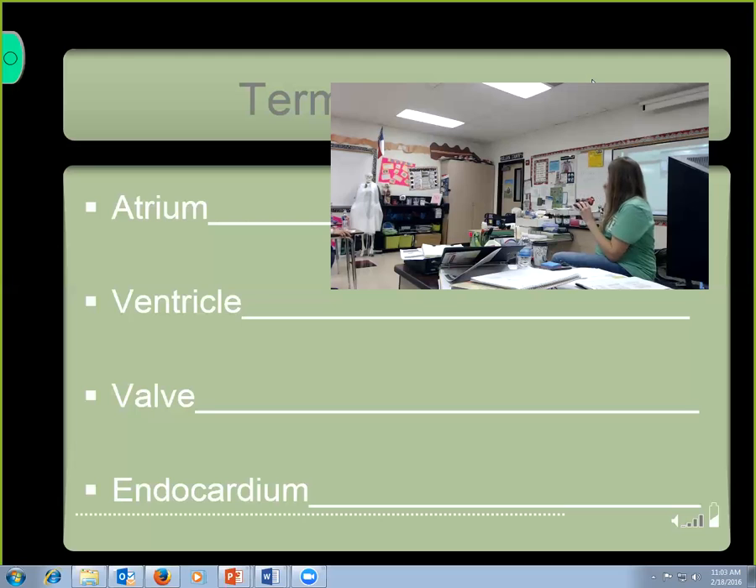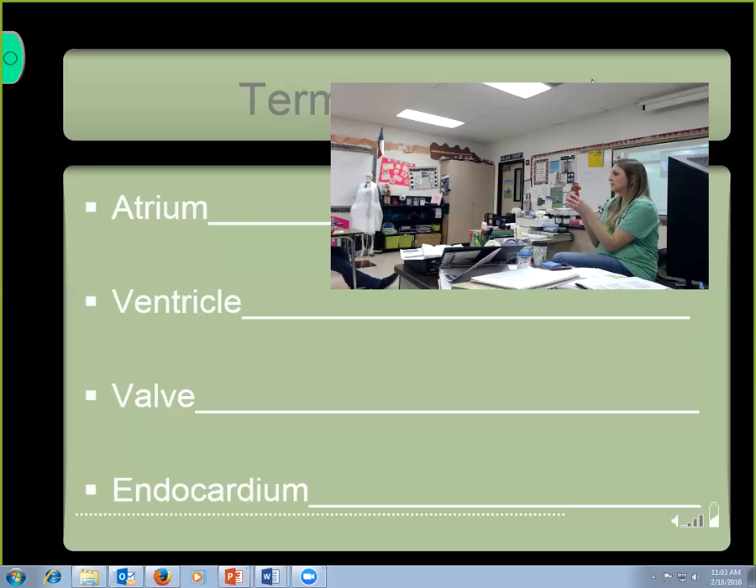Anyway, so endocardium is the really smooth, inner layer of the heart. Another reason it's really smooth is that it's made out of epithelial tissue, so it doesn't allow for a whole lot of movement of oxygen. If you think about it, your heart has to have oxygen too, right? Because it's a muscle, and in order for your cells to work, they need oxygen.